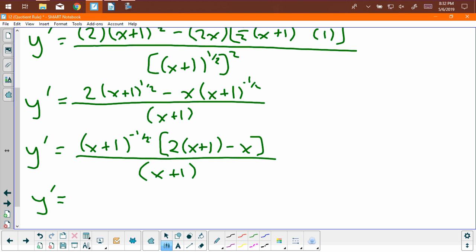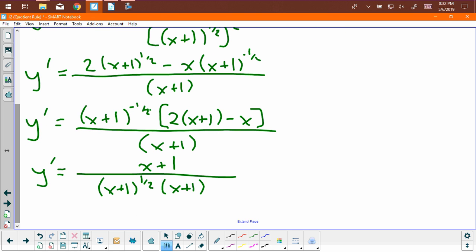So I can push my negative exponent into the denominator now. So I have x plus 1 to the half times x plus 1. And inside the brackets, I got 2 times x minus x. Isn't that interesting? I get another x plus 1. No, not plus 1, plus 2. I was worried for a second there.